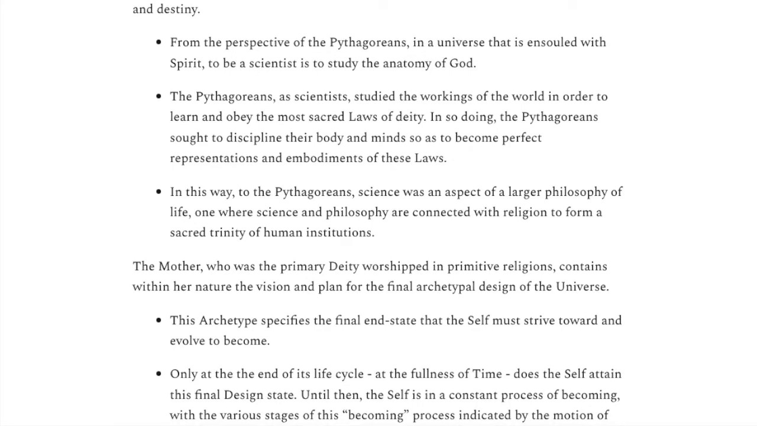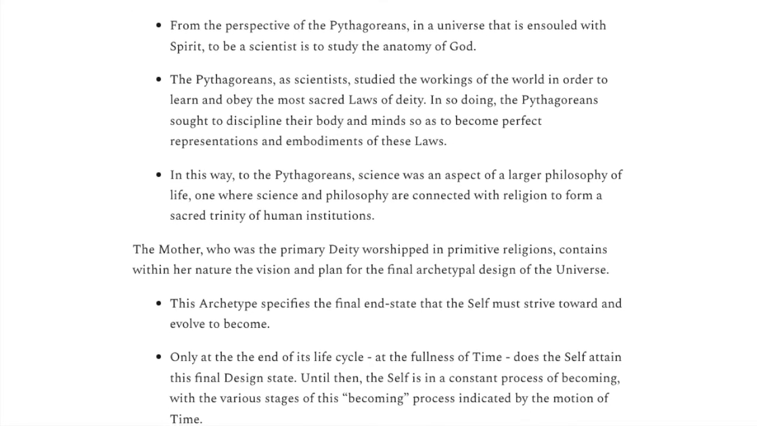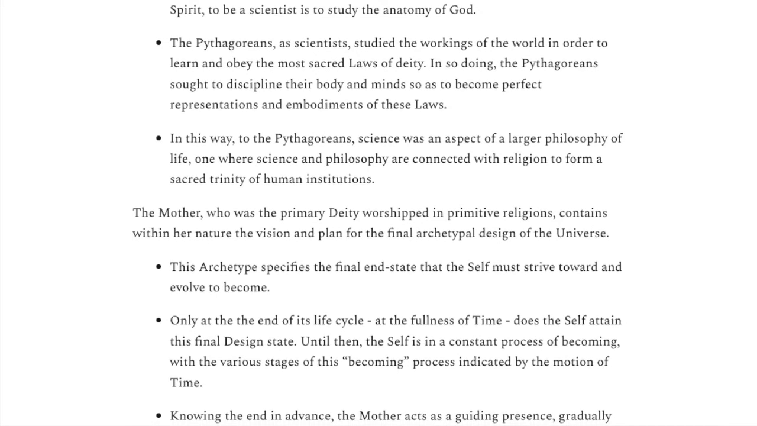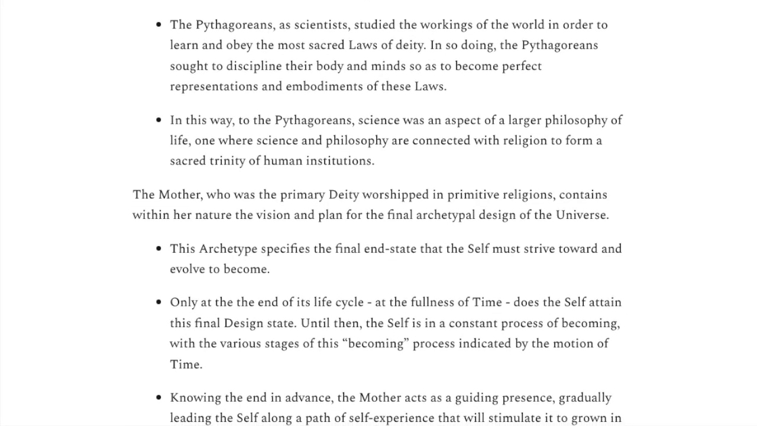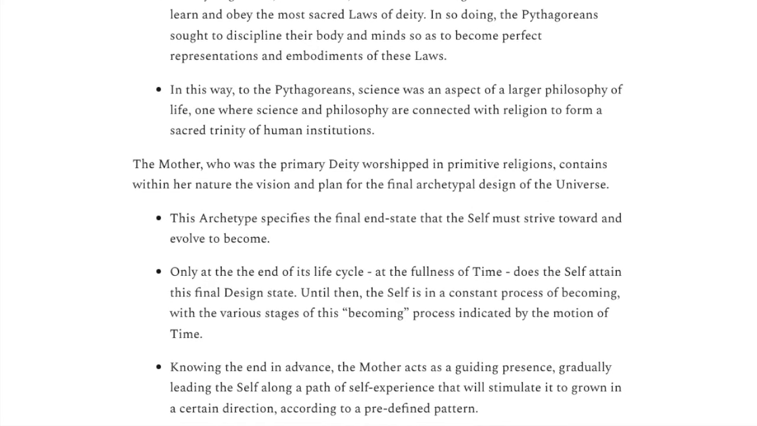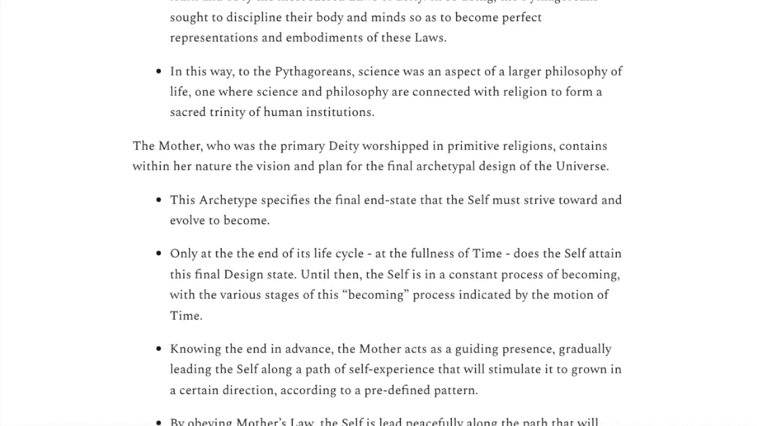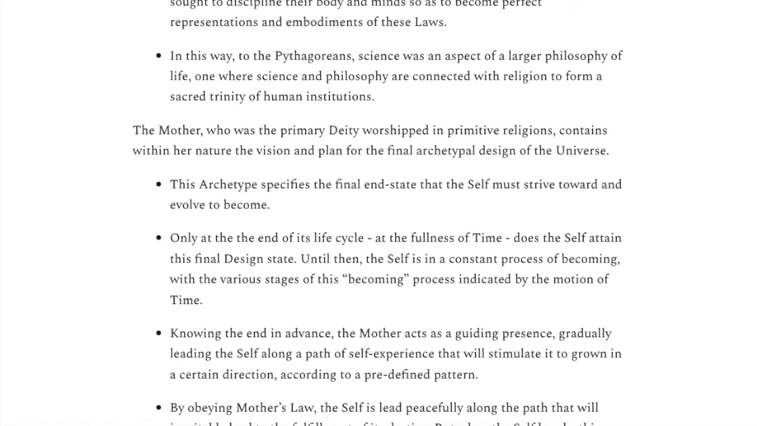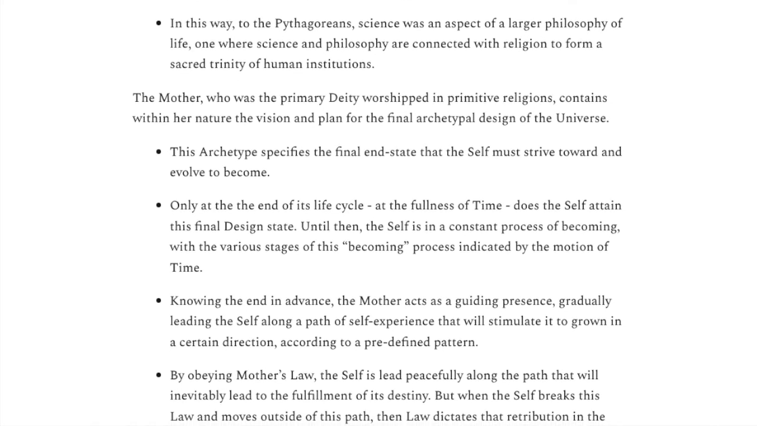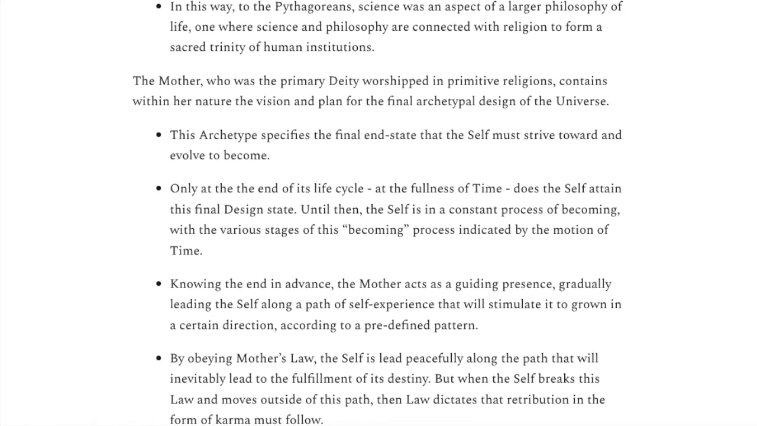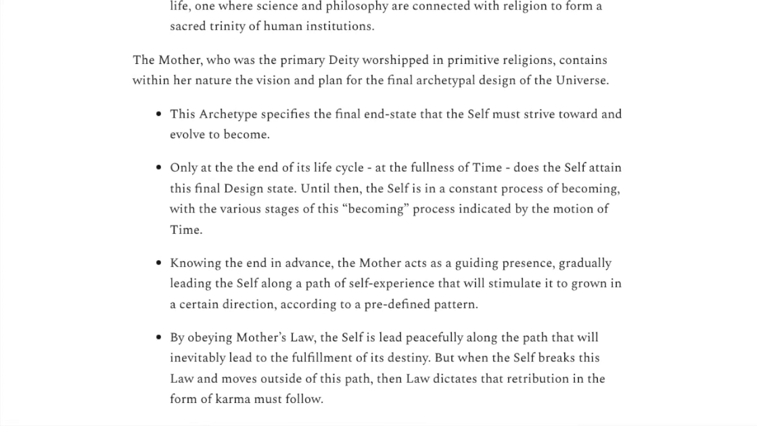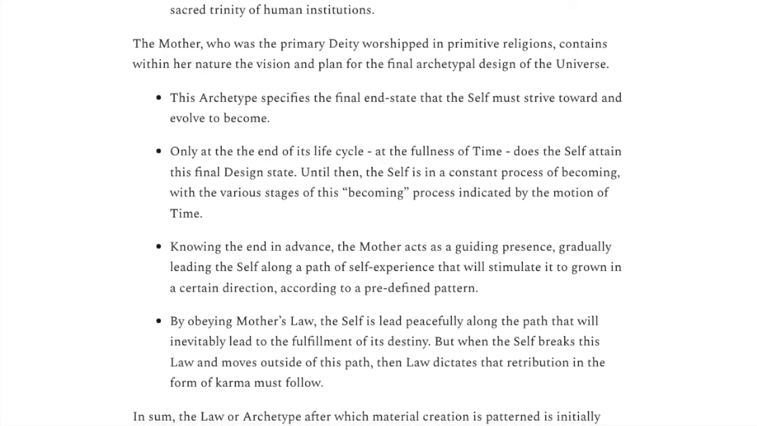So the mother, who was the primary deity worshipped in primitive religions, contains within her nature the vision and plan for the final archetypal design of the universe. This archetype specifies the final end state that the self must strive toward and evolve to become. Only at the end of its life cycle, at the fullness of time, does the self attain this final design state. Until then, self is in a constant process of becoming. The stages of this process are indicated by the motion of time.